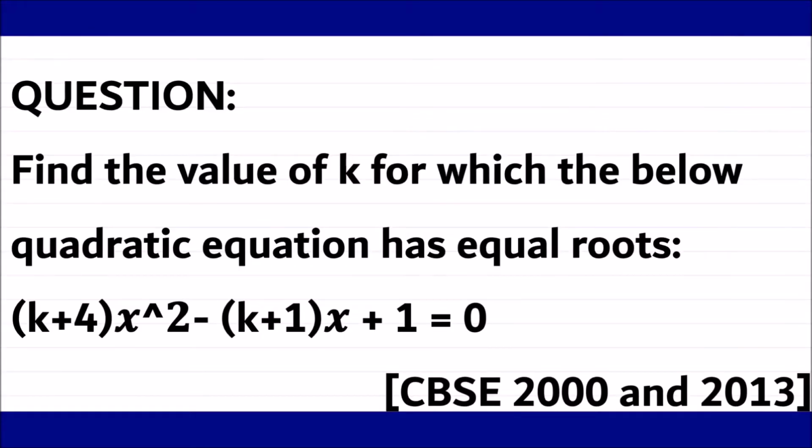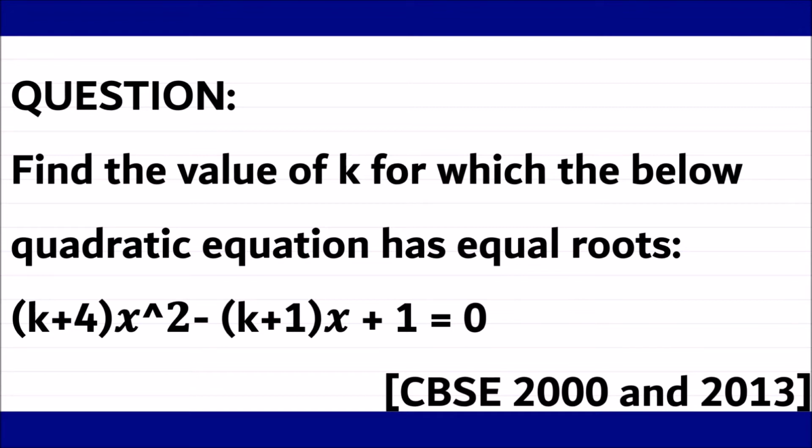The given question is: find the value of k for which the quadratic equation (k + 4)x² + (k + 1)x + 1 = 0 has equal roots. So guys, here we need to find out the value of k, and they have given us a quadratic equation. So let's see how we can solve this question.